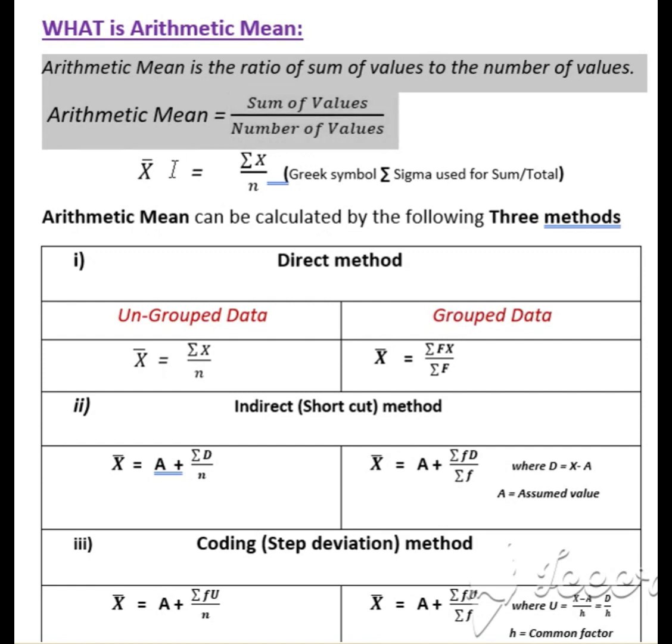Now you can write arithmetic mean mathematically as x bar. This x is a kind of variable. So x bar is equal to sigma x divided by n. This sigma is a Greek letter, sigma, and it is called sum. This sigma is used for total or for sum. So sum of x values divided by n, the number of values. This is the mathematical formula for finding arithmetic mean.